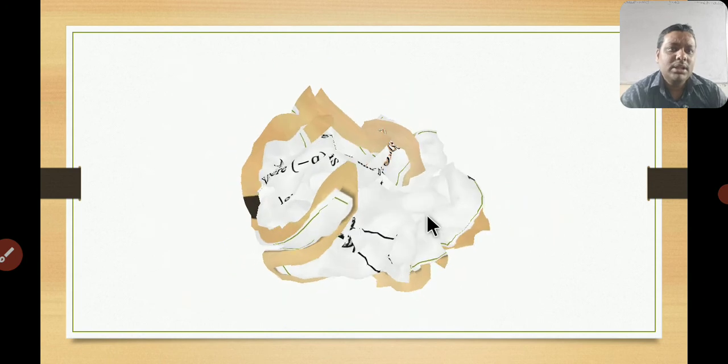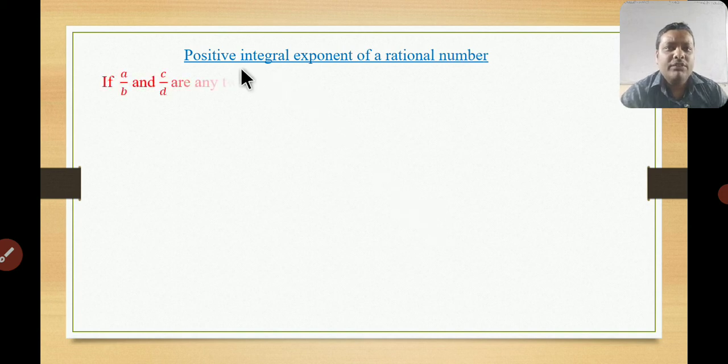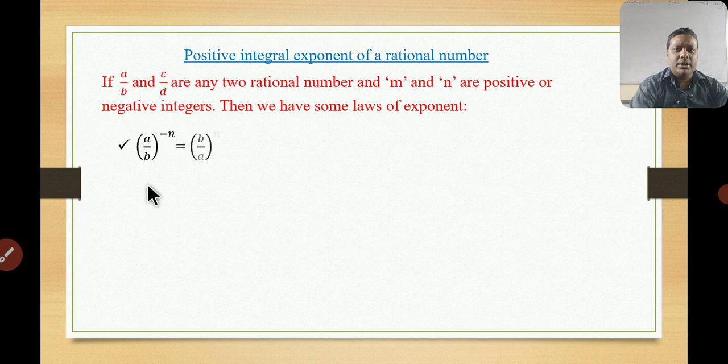Now students, let's discuss some laws of exponent. Positive integral exponent of a rational number. If a by b and c by d, we will take two rational numbers, and if they have powers m and n, in that case there will be some laws of exponent. So today in this video I will discuss only 5 laws, and the rest of the laws we will discuss in the next video. Okay dear. So now first, if a by b has a power minus n, it means negative exponent.